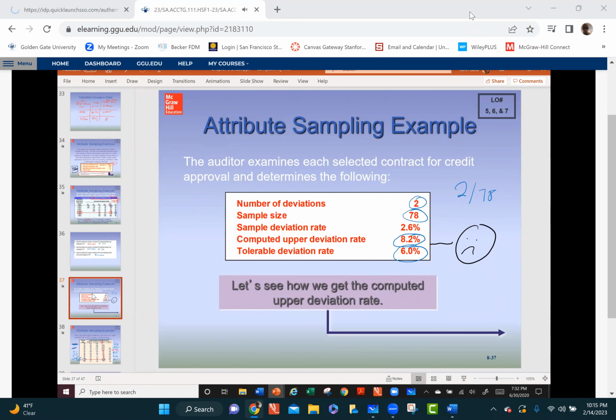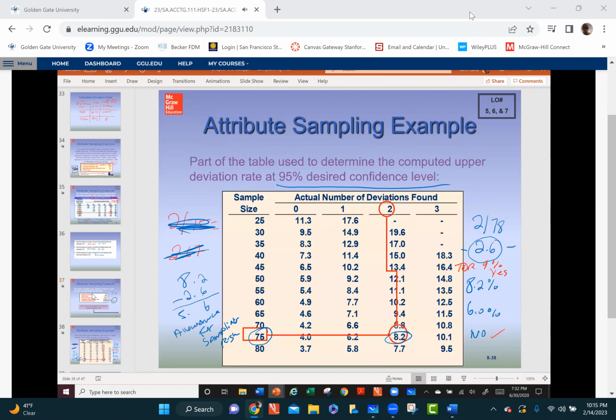Okay. Now you come over and you take a look at this table, which is where they got the upper deviation rate. Now, it is important that if you pull the sample size, that 78 came from a 95% confidence level or 5% risk of assessing control is too low. Those are synonymous terms. Then when you evaluate the sample, and this table comes from the audit guide as well, you must go to a 95%, 5% risk of assessing control is too low table to evaluate the sample.